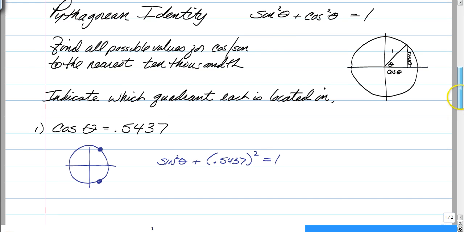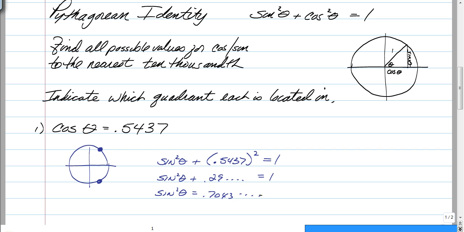Now your calculator is going to give you some big, long, nasty decimals. So I recommend waiting till the very last opportunity to round to the nearest 10,000th. In your calculator, you're going to type this in and you're going to get sine squared theta plus 0.29 yada, yada, yada is equal to 1. You're going to subtract that 0.29 something by doing 1 minus the answer, and you'll get sine squared theta is equal to 0.704 yada, yada, yada.